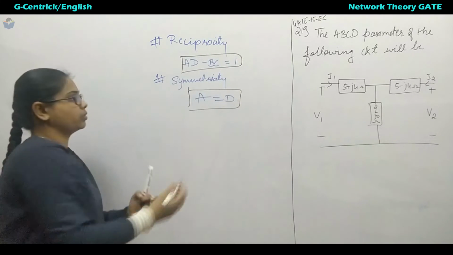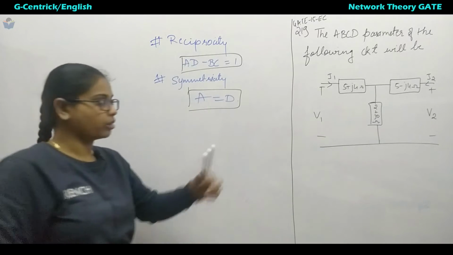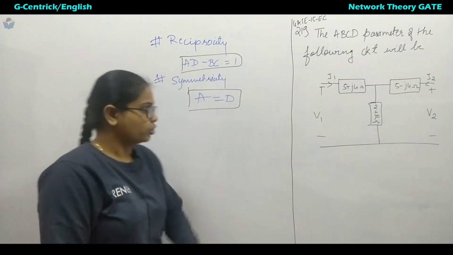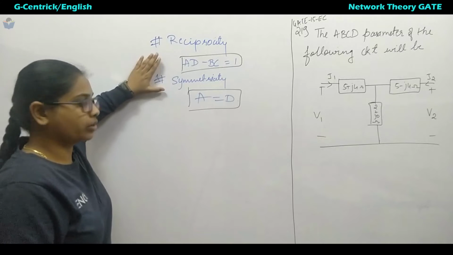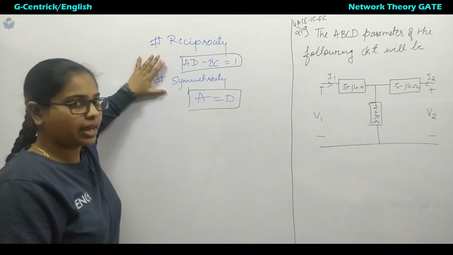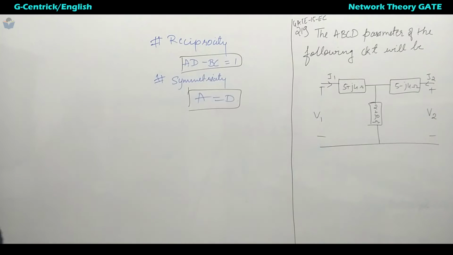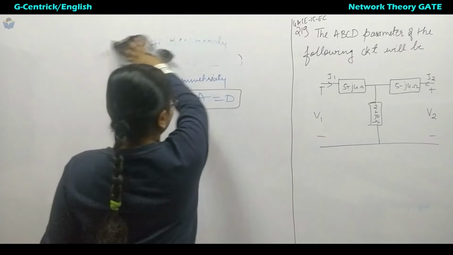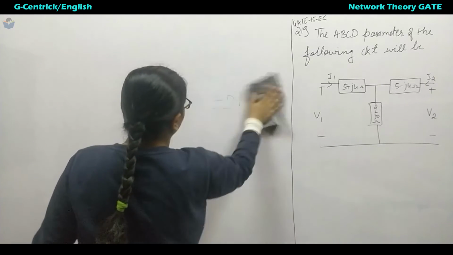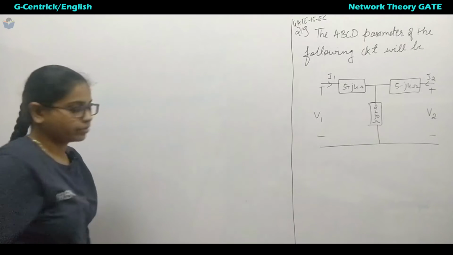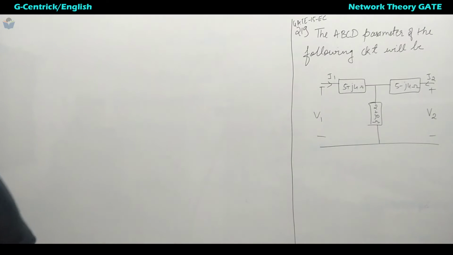Okay, so this is about the only thing: the synthesis diagram is not available for ABCD parameters. So this reciprocity and symmetricity is important because they will ask it in the GATE examination. Now we will come to question number 219, which was asked in GATE 2015 in the electronics branch. So we have to find the ABCD parameter of this one.